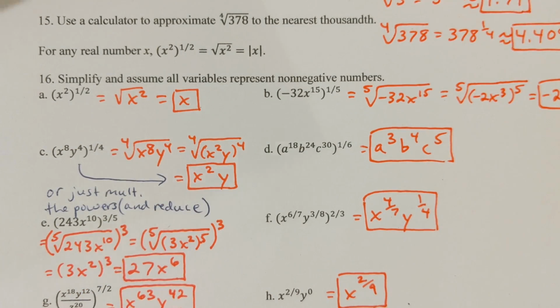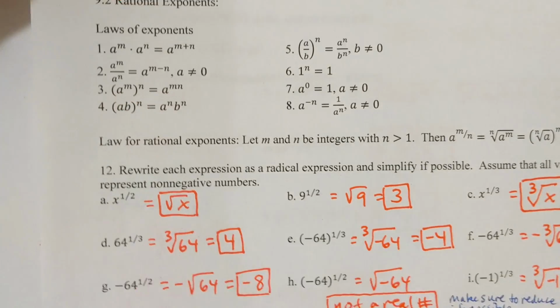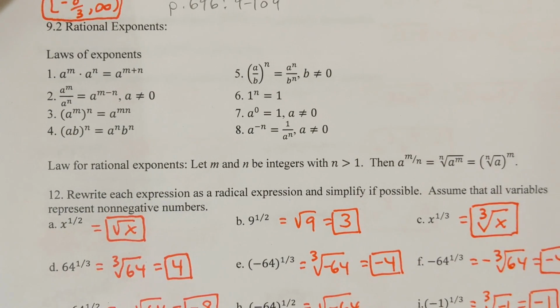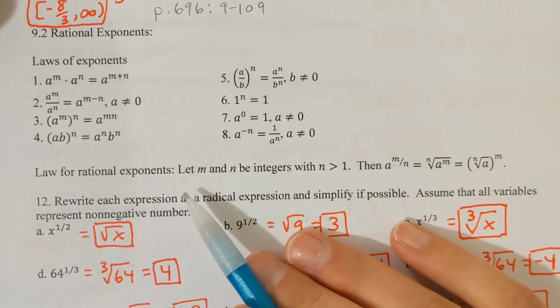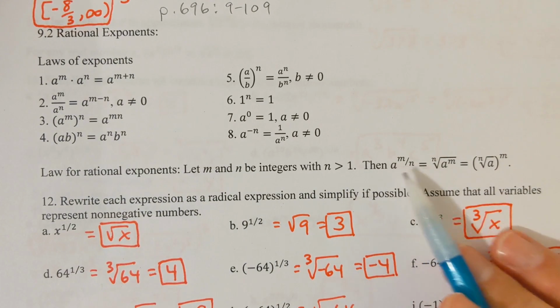Okay, I wanted to finish up section 9.2 in this video. In 9.2, we're just going over some information about the main thing, which is our law for rational exponents. Okay, so here's what we have to know about that.